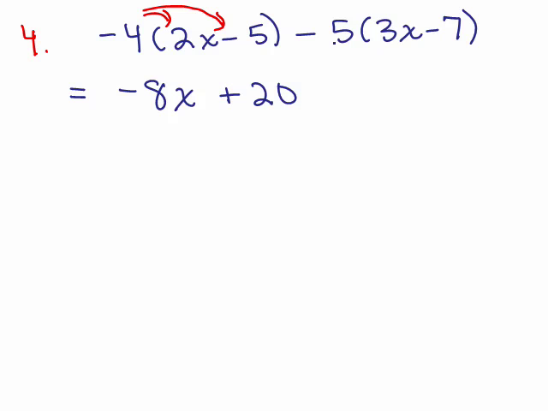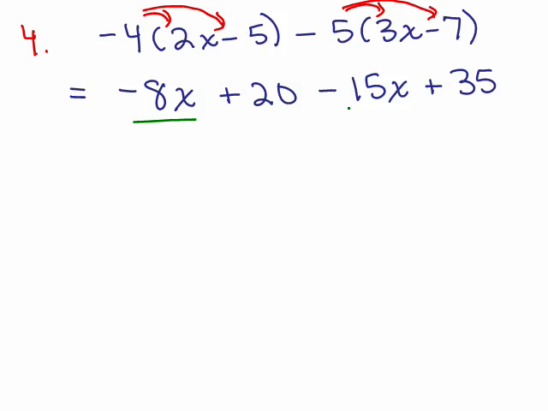Right. Second parentheses. You've got to do the negative 5 times 3x. Do not think of that as just 5 times 3x. It's negative 5 times 3x. So that's going to give you negative 15x, or plus negative 15x if you prefer. And also the negative 5 times negative 7. So you have a negative times a negative. That's also going to be a positive 35.